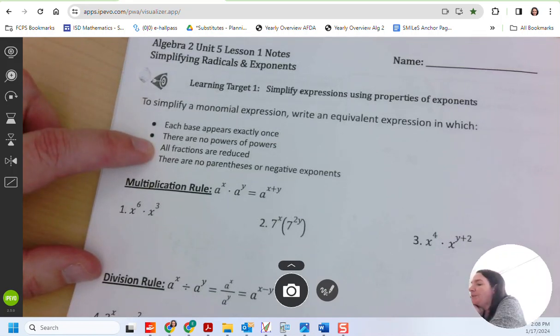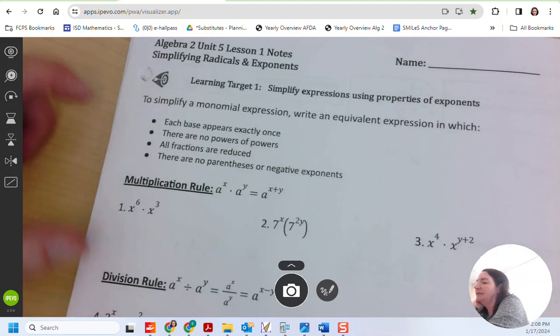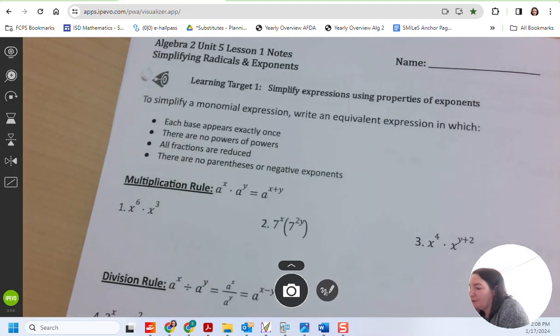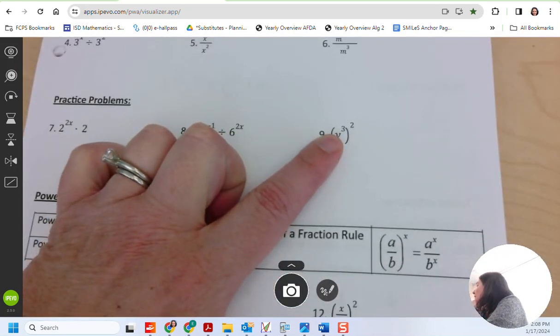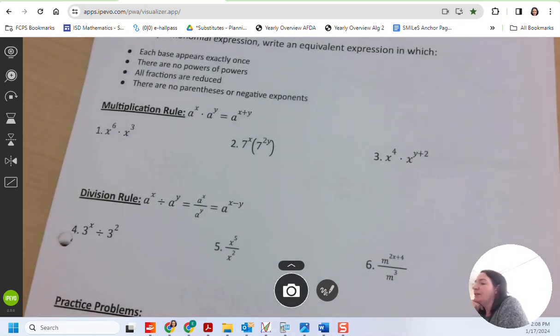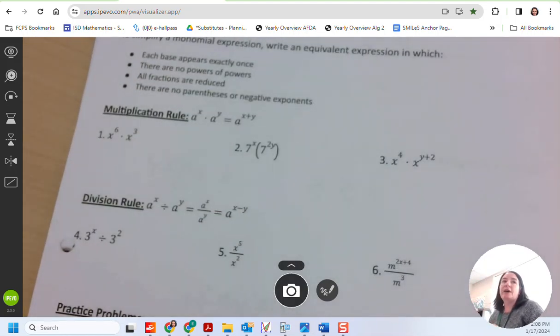Multiplication will help you. Each base appears exactly once, so you wouldn't have x and x in it. There are no powers of powers. Where's an example of powers of powers? Down here. This is a power of power. You wouldn't have that in your final answer. All your fractions are reduced, and there are no parentheses or negative exponents. So once you get rid of all of that, you are simplified.